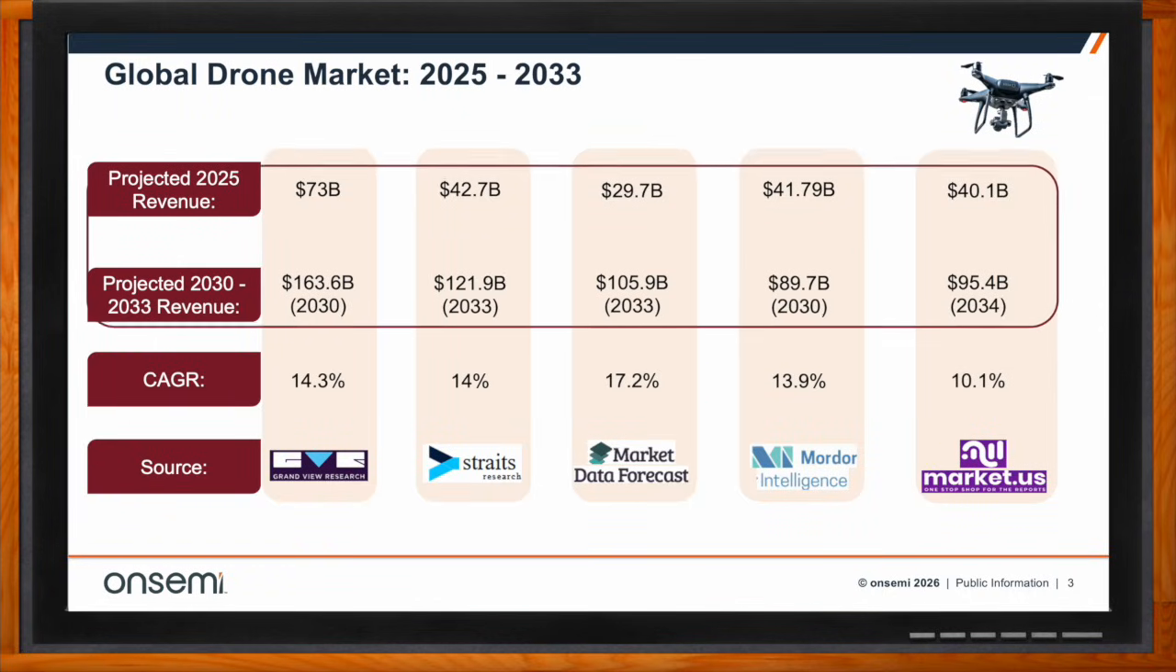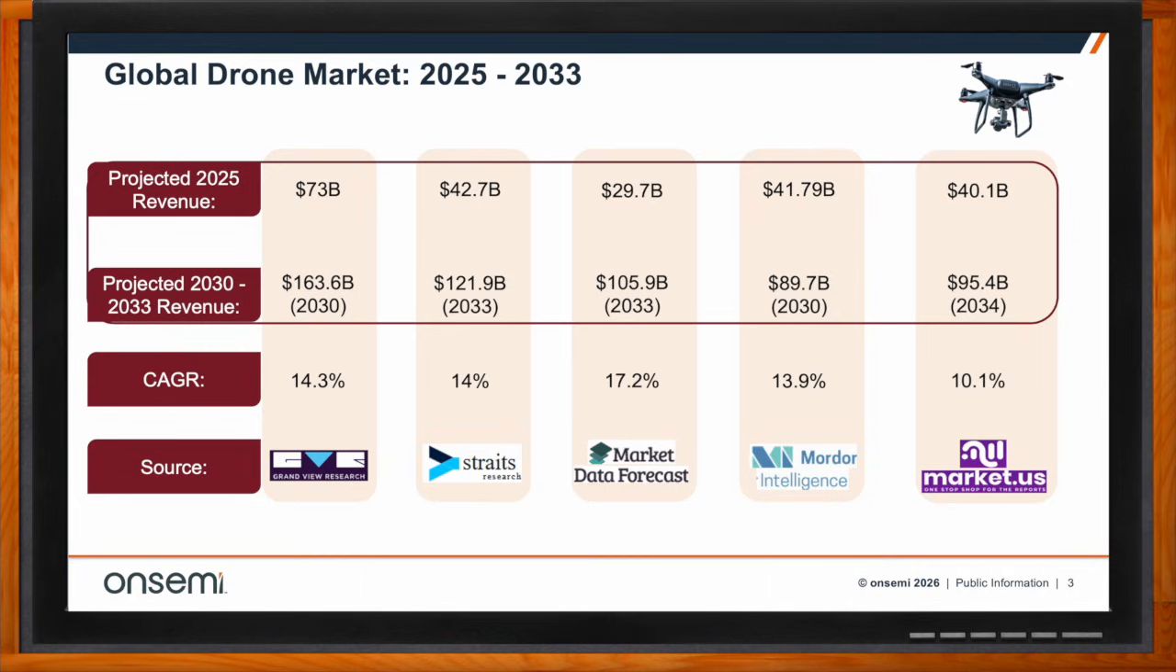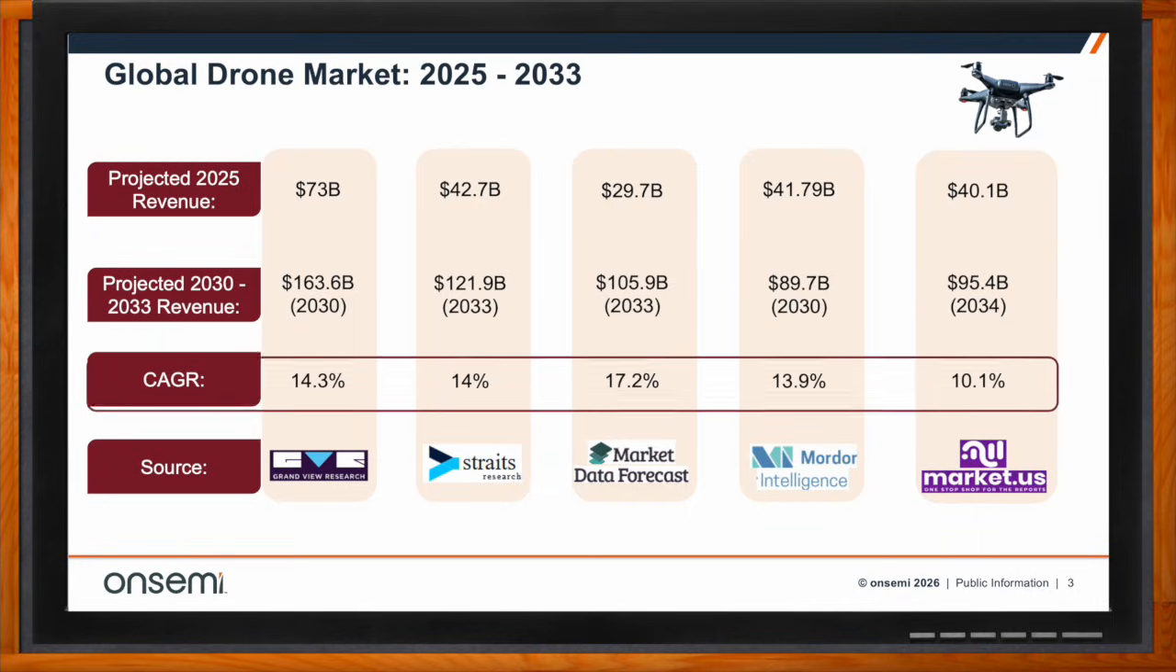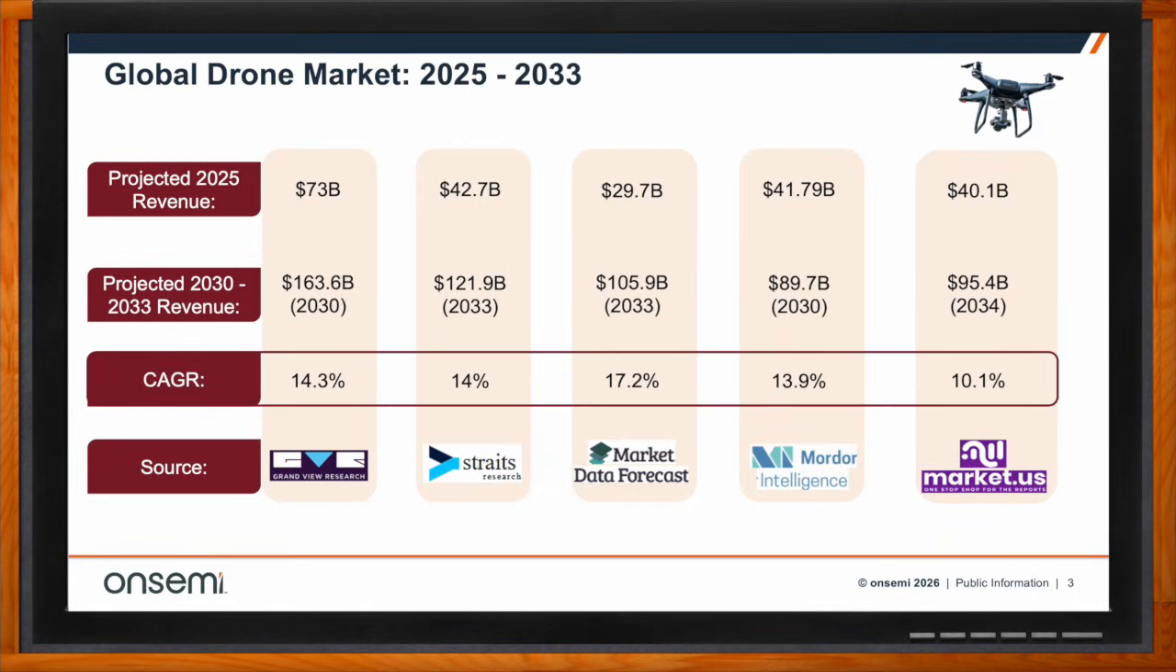If you look at the projected revenues, no matter what source you pick, and there's a bit of variation, in 2025 it's anywhere from 30 billion to 73 billion, but out to 2030 and 2033, it's growing at CAGRs, or compound annual growth rates, of anywhere from 14% to 17%.